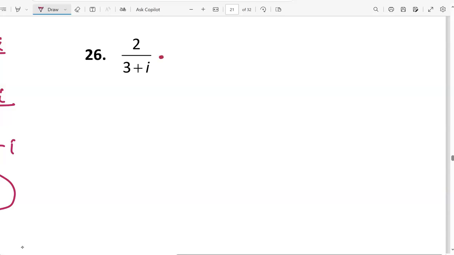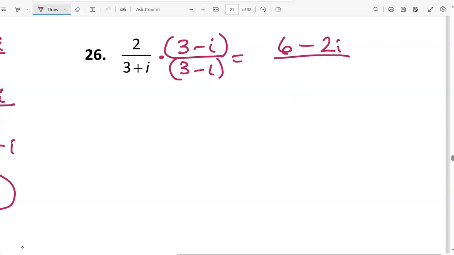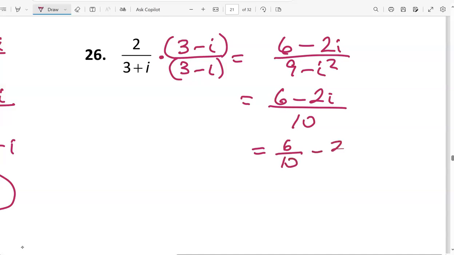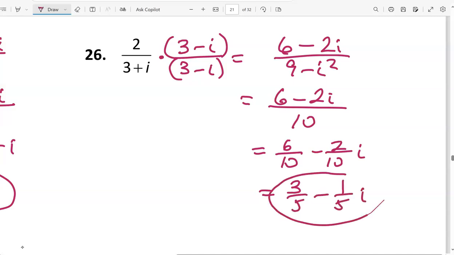In 26, we can rationalize by multiplying numerator and denominator by 3 minus i, distributing the multiplication, 6 minus 2i, and then downstairs 9 minus i squared. So 6 minus 2i divided by, and since i squared is negative 1, 9 minus negative 1 will give us 10. That gives us 6/10 minus 2/10 times i, or 3/5 minus 1/5 times i.